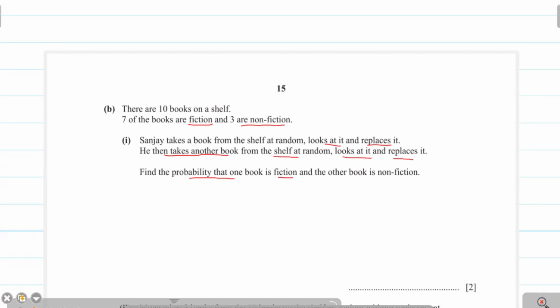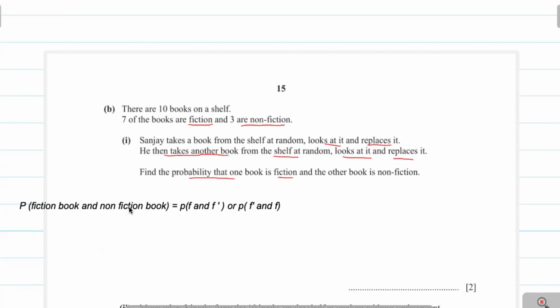The probability that one book is fiction and the other is non-fiction is equal to the probability of fiction and non-fiction book, or second case, the probability of non-fiction book and fiction book. Therefore, we can write it as probability of F into probability of F dash, plus probability of F dash into probability of F. Here is the probability of fiction books. Here are 7 fiction out of 10. Therefore, we write 7 over 10.